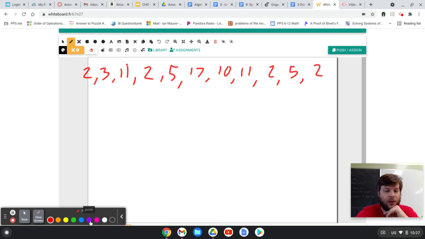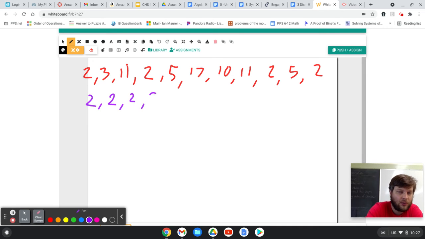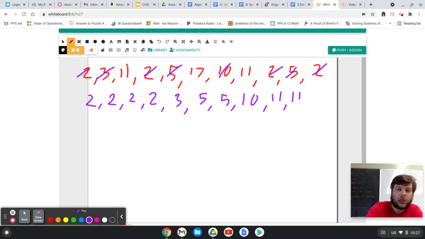So I'll just choose the purple color to put it in order. So I have 1, 2, 3, 4 copies of 2. 1, 2, 3, 4. Then I have a 3. Next up, I have 2 copies of 5. Then I have a 10, 2 copies of 11, and a 17. So now that it's in order, I can start grouping things.